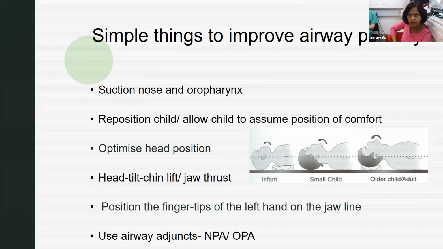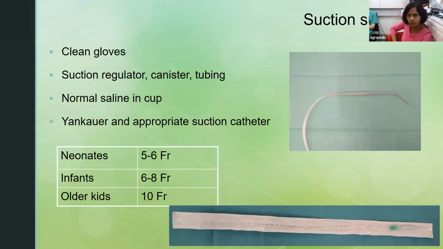We also look at having the right kind of suction supply. So Yankauer suction is the best when we're looking at oral suctioning. And if we're going into the nasopharynx, we've got different sizes of suction catheters. Depending on, again, the patient's age, probably for neonates, 5 to 6 French catheter, for infant 6 to 8 French catheter, and for older kids, a 10 French catheter is what we are looking to use.